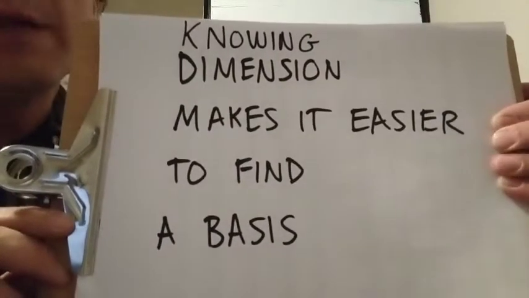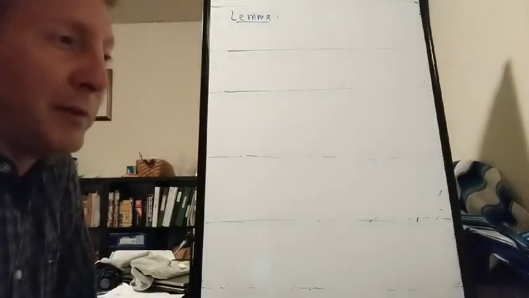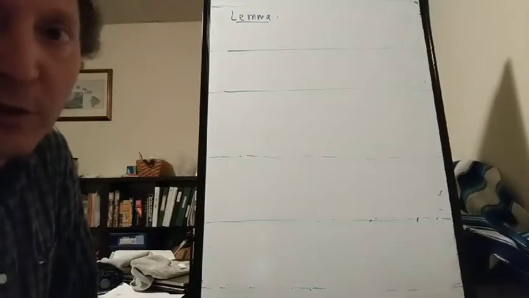Sometimes knowing the dimension of a vector space makes it easier to find a basis of that space. To explain why, first I'm going to need another fact about linearly dependent subsets of a vector space. I'm going to call this fact a lemma. Roughly, lemma means something that doesn't look very useful at first, but then you're going to end up using it later.